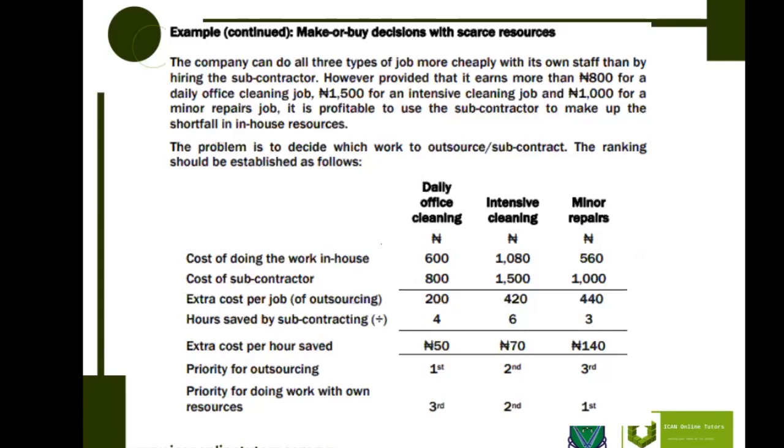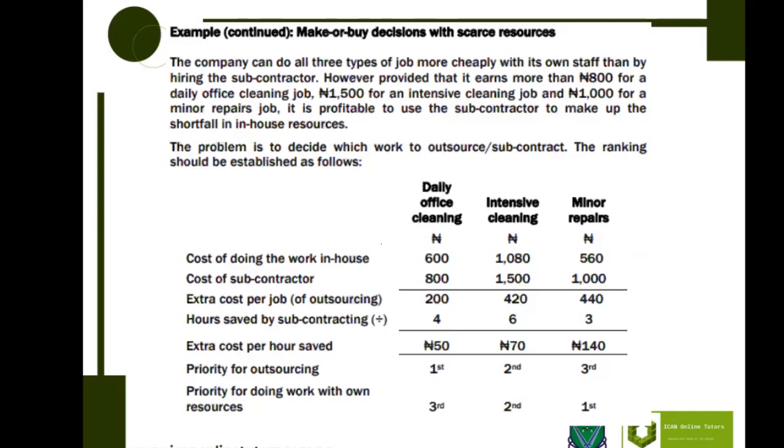Which one should we take first as our priority if we are to do the work on our own? If we are outsourcing, we will not want to outsource the one that will cost us much. So we will first of all outsource the lower one, which is 50 naira, then 70 naira, and then 140. But if we are to do the work with our own resource, which one will we want to do first? The one that costs us more to outsource, which is minor repairs, then intensive cleaning, and then office cleaning. So that we now have our optimum plan.